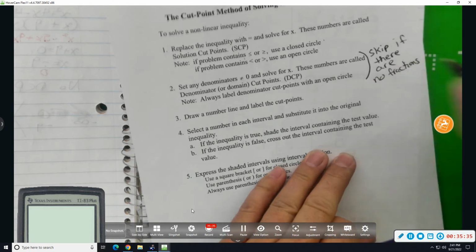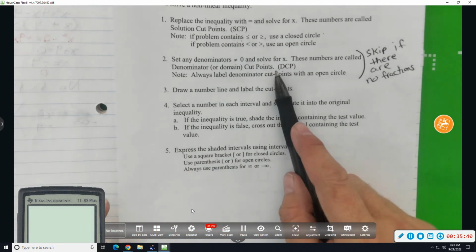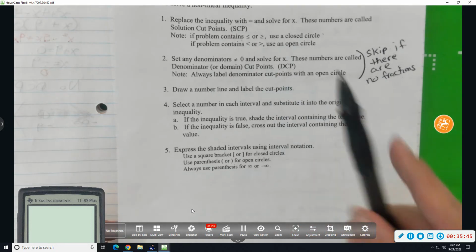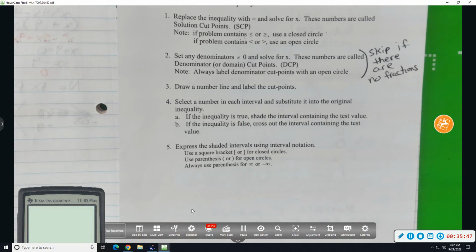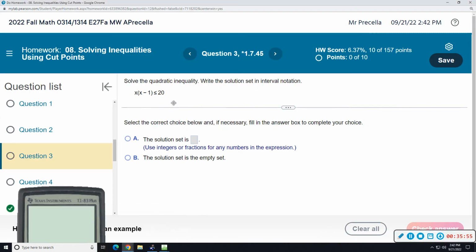I think there's more problems in the assignment that don't have any fractions, and you'll skip this denominator cut points step more often than not. Okay? So looking back at problem number 3, I can tell right off that I'm not going to have any denominator cut points. Why? There's no fractions. Okay? So let me write down number 3, and then we'll get started. Are y'all caught up?